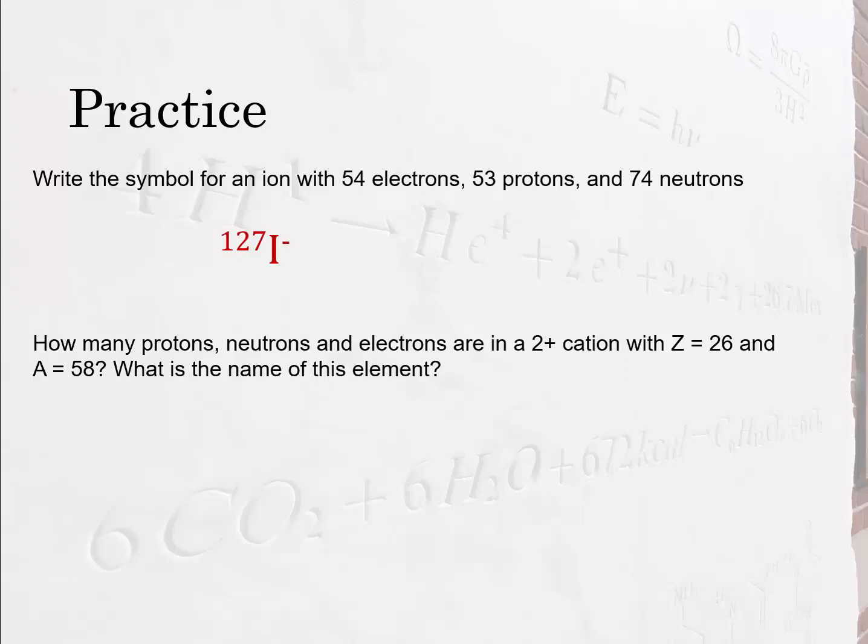The element is iodine because it has 53 protons. 74 neutrons gives us a mass number of 127, and an excess of 1 electron makes this an anion with a negative charge. Notice that the 1 is dropped and the charge is written as just a minus sign.